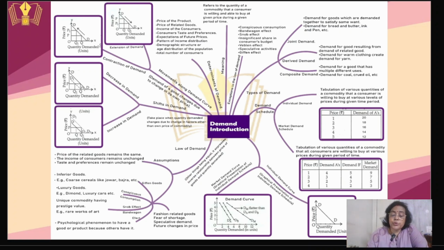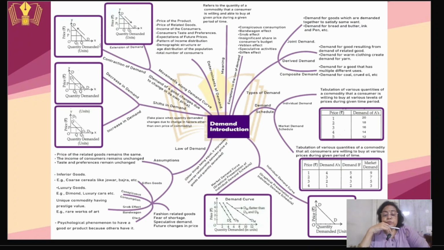And when we show the same for the market demand, suppose for A is this one, then B is this one, and then finally market demand is this one. This way we can derive the curves also. Okay, then let us come to the law of demand.